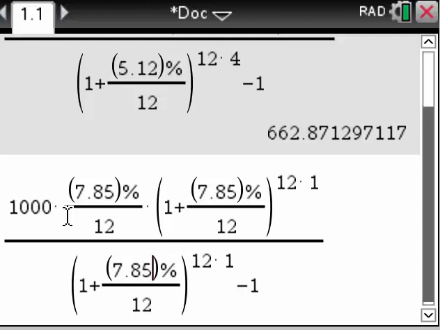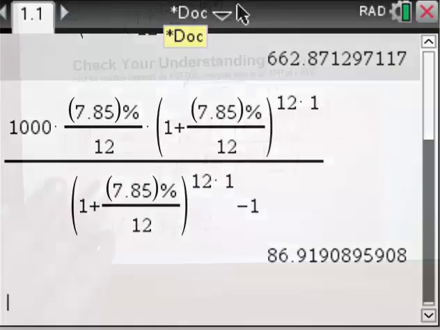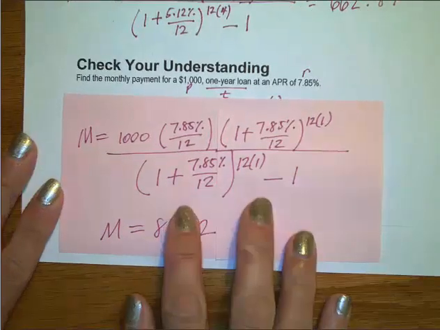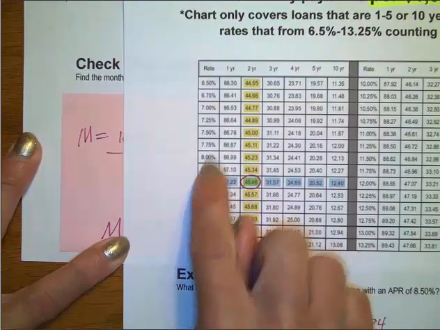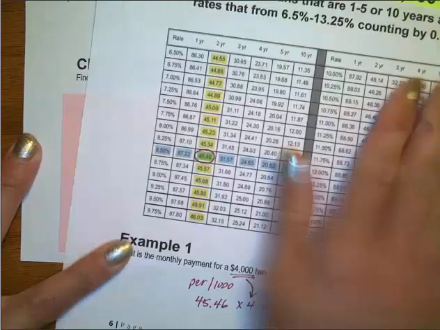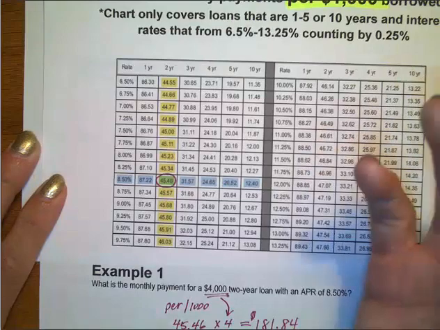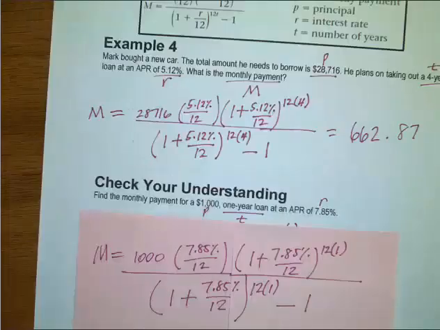And you don't have to go to the end to hit enter. You can hit enter anywhere in the middle. So our monthly payment is $86.92. So this is important because with this equation, we couldn't have used the table, because in the table is 7.75 and 8. It counts by 0.25 increments, and 0.85 isn't in there. So what would we do? We need a formula, and there is our formula. Good luck. If you have any questions, don't hesitate.